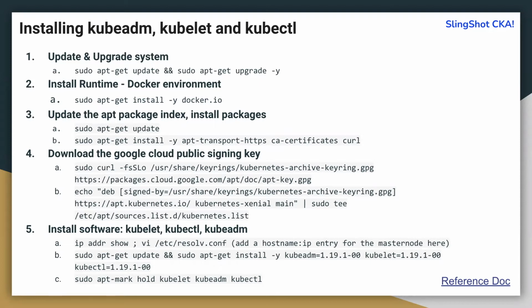For step 5 here, of course, I'd strongly suggest that you plan and identify the versions of your installation ahead of time. In my case, I'm installing version 1.19.1 so that we can upgrade to 1.20, whatever the subversion is, in the next exercise.